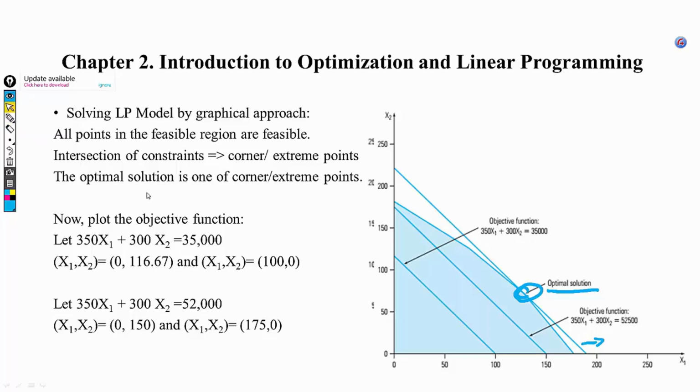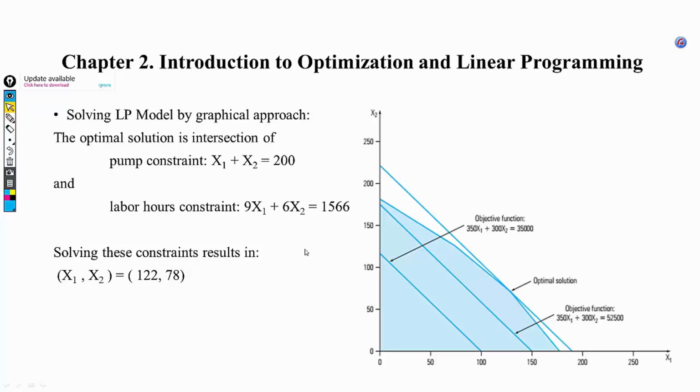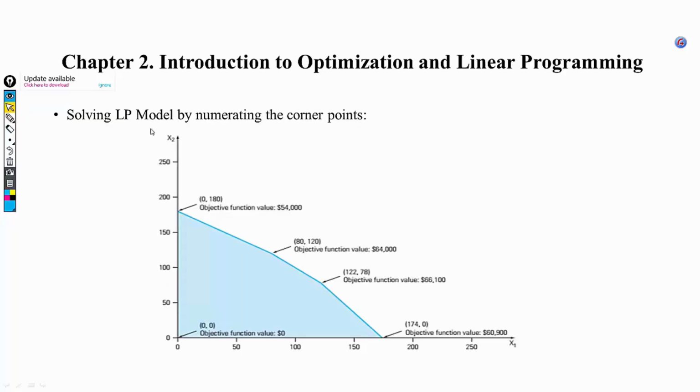So far we covered two solving methods for the simple problems. One of them was the intuitive one, the second was a graphical approach. The third one we will cover is enumerating the corner points. That means that we have to find every corner point of the solution and find the objective function values, and choose the one that has the highest objective function value for the maximization problem and the minimum objective function value for the minimization problem.